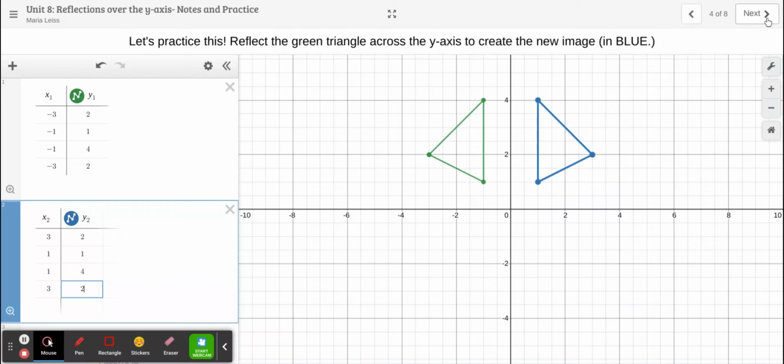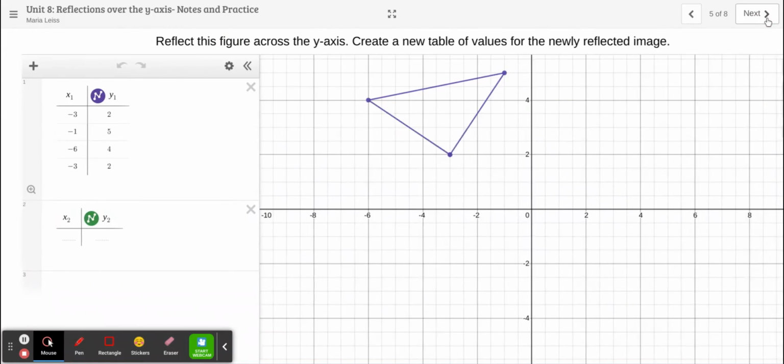So pause this video and go ahead and try slides 5 and 6, and then come unpause when you're done. I will go through and work on 5 and 6 and see if you get the same answers.